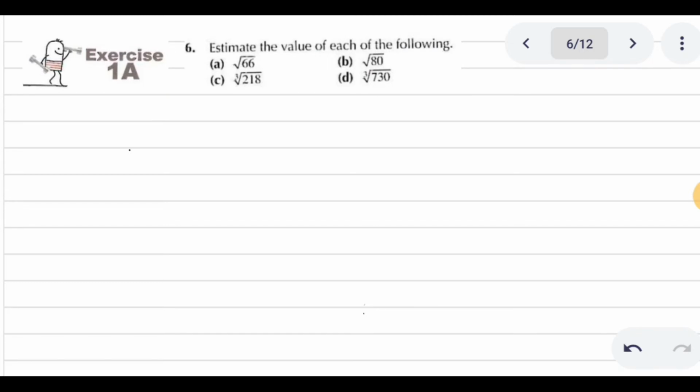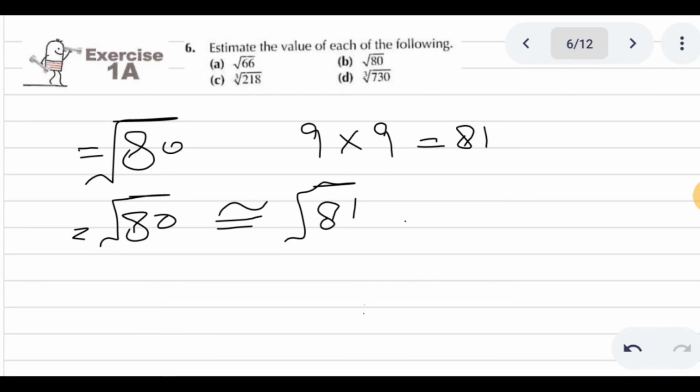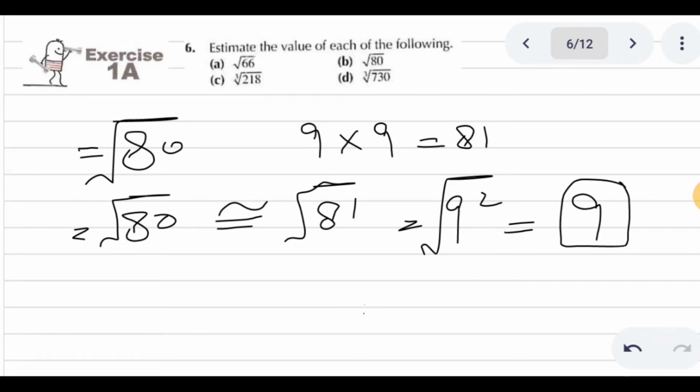Okay. Similarly, in question number 2, you can see that it is root 80 and the perfect square near 80 is 81, that is 9 into 9 is equal to 81. So we will consider 80 as very much near to 81 and then find out its square root, that is root of 9 to the raised power 2, and its answer will be 9. So this is how we can estimate and find out the values.